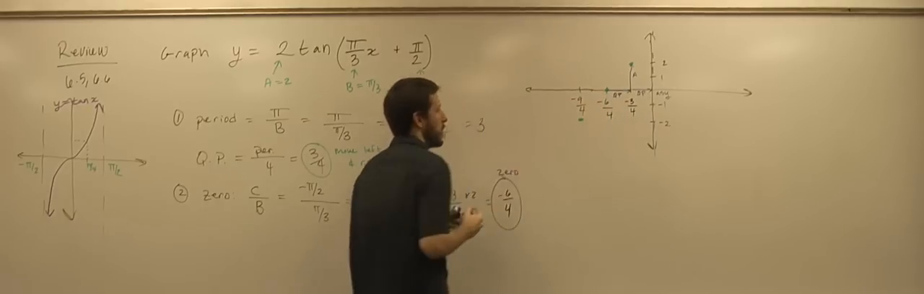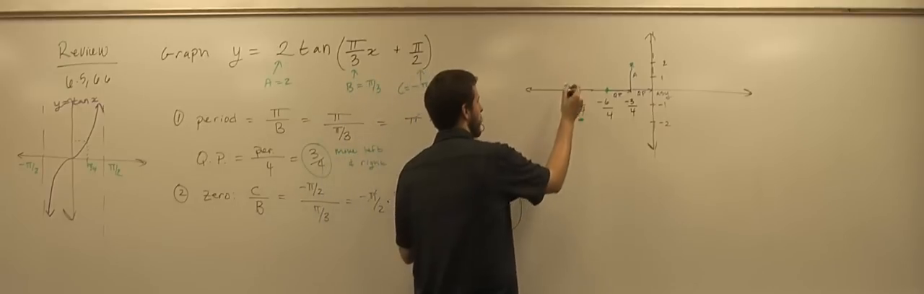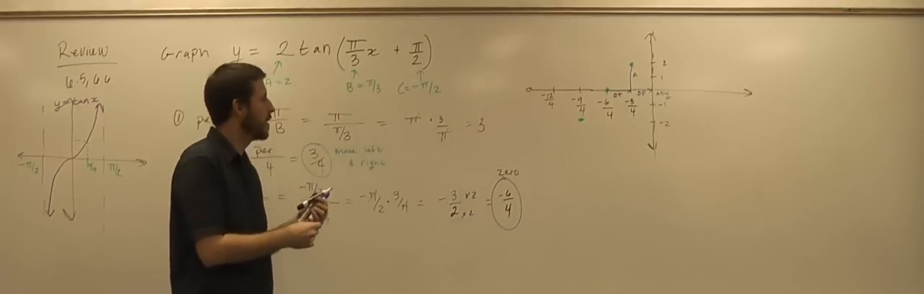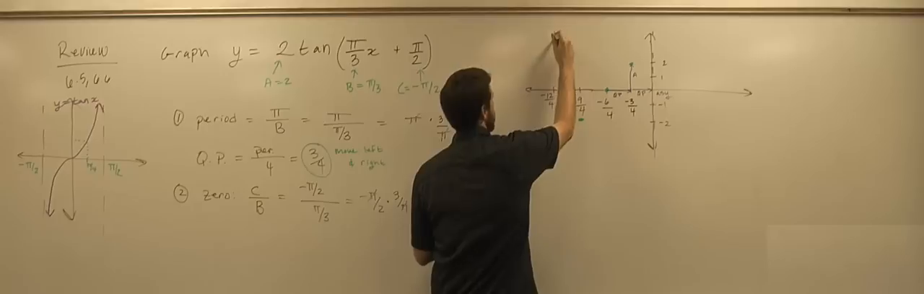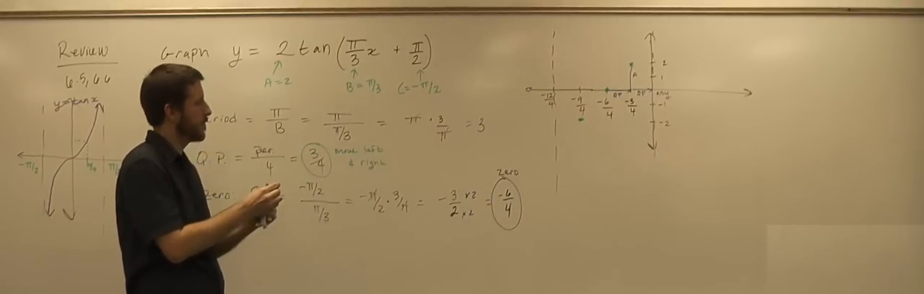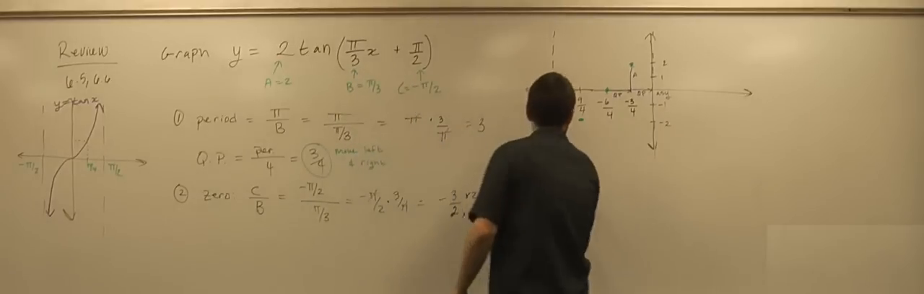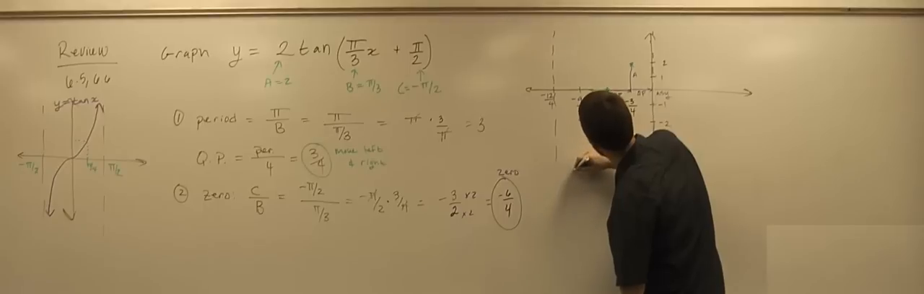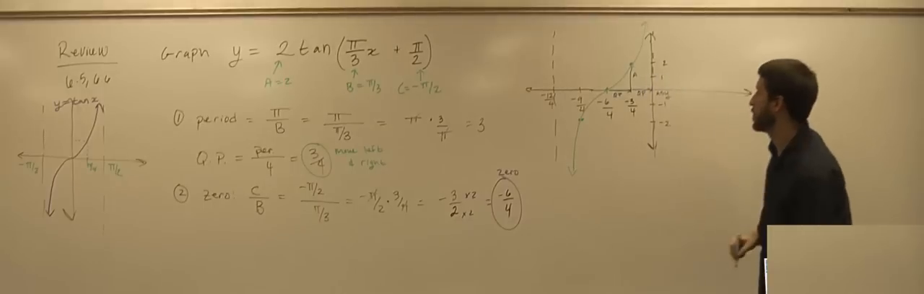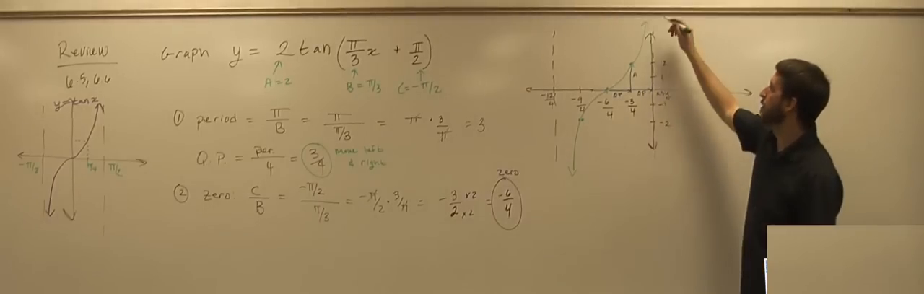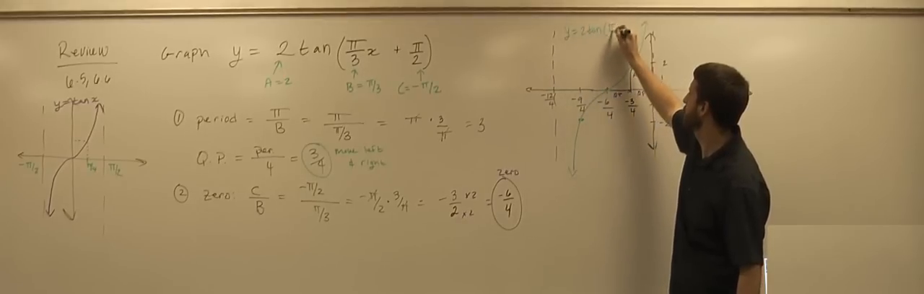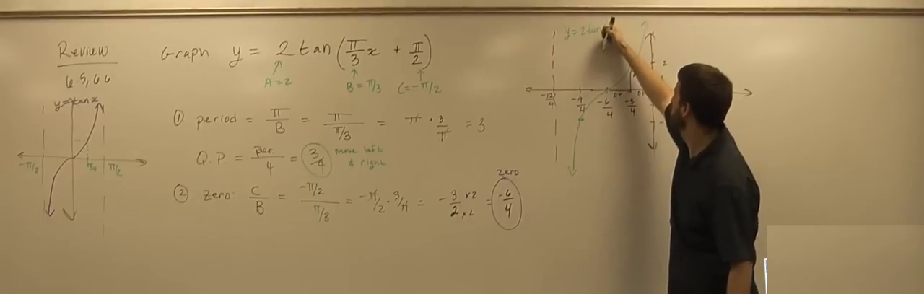And then when I go 2 quarter periods left, negative 12/4, or negative 3, I'm going to get another asymptote. And then I have enough information to sketch a pretty good graph. Something like this. So this is 2 tan(pi/3 x + pi/2).